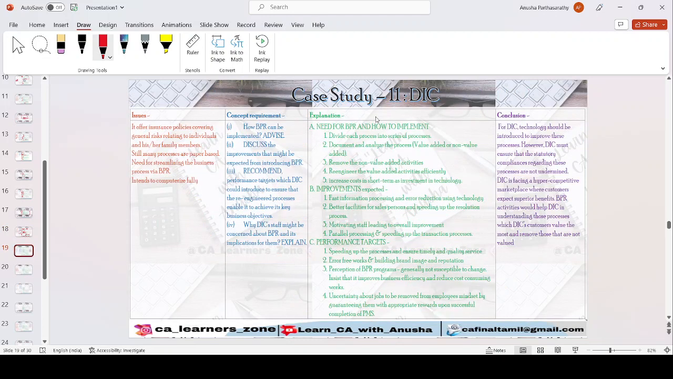Okay. Here, what is BPR? BPR is business process reengineering. It is a process by which I divide the existing process into a series of processes. Then I will document and analyze it, remove the non-value added activities, and re-engineer the value added activities. Thereby, it increases short-term cost, but it should be viewed as an investment. So these are with respect to the particular case studies.